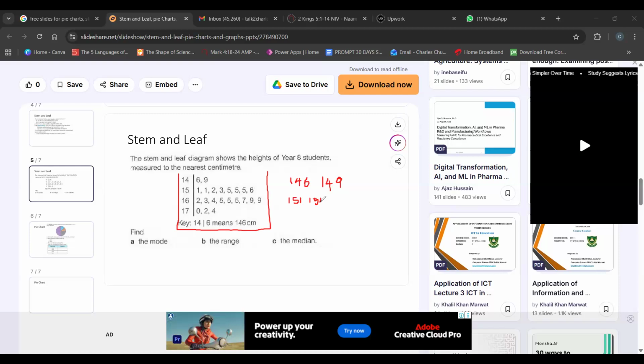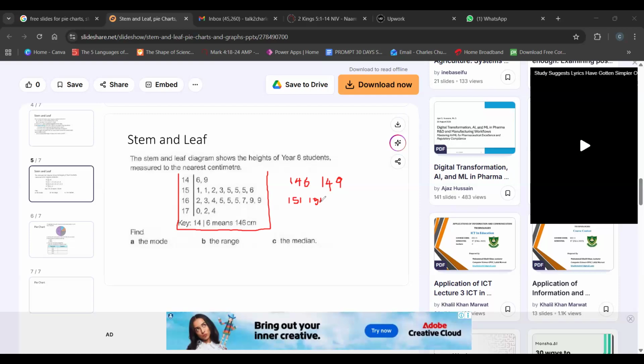Then what would you say is the range? The range would be 174 minus 146. Exactly. The range is pretty easy to calculate here. How about the median? You would have to write all the numbers out, put them into order, and then find the middle number? Exactly. Do you think they are not in order already? Oh yeah, they are in order.